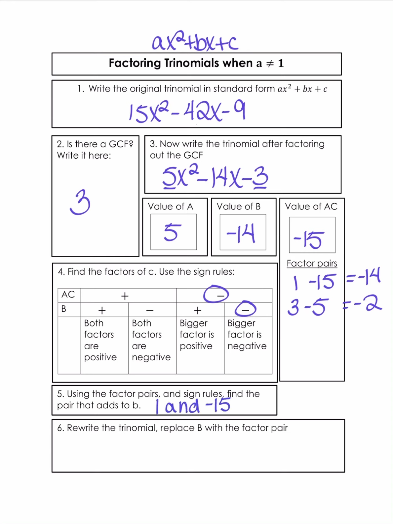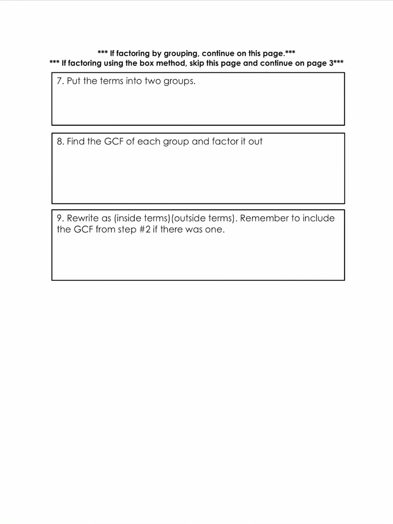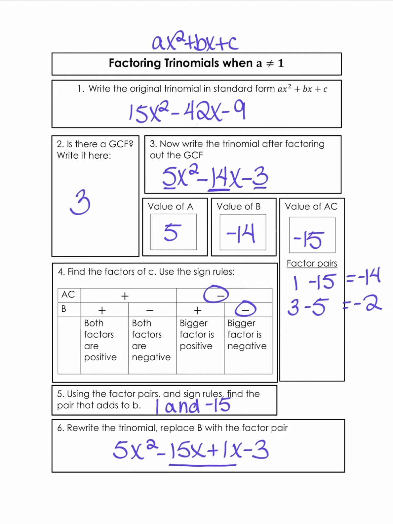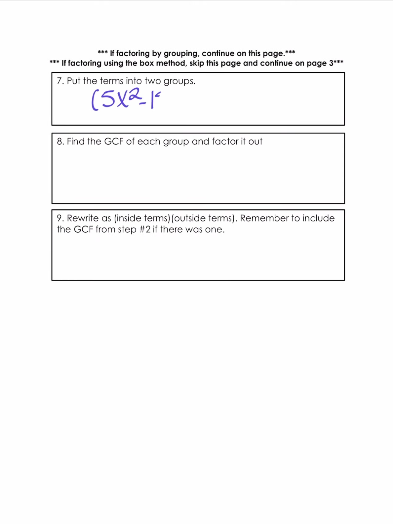So let's write out our polynomial in expanded form. So we will have 5x squared minus 15x plus 1x and then minus 3. So all we did was rewrite that minus 14x as minus 15x plus 1x. Now let's try factoring by grouping. We put the terms into two groups, 5x squared and minus 15x, and then the second group will be 1x minus 3.